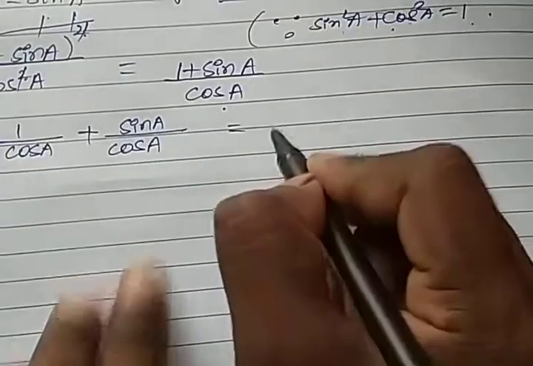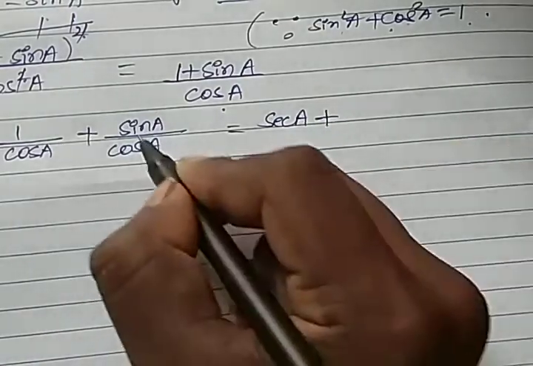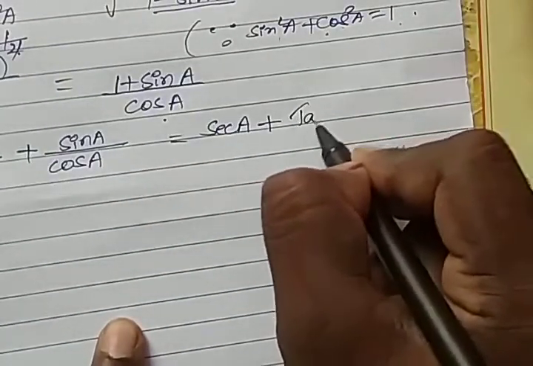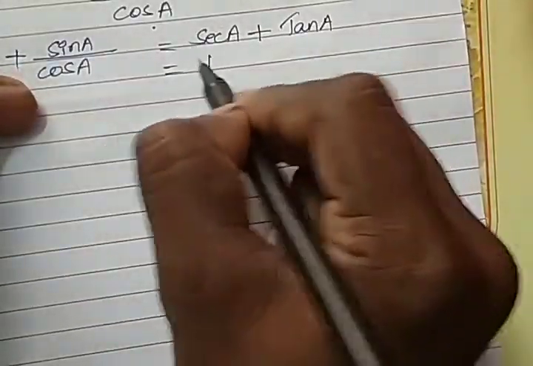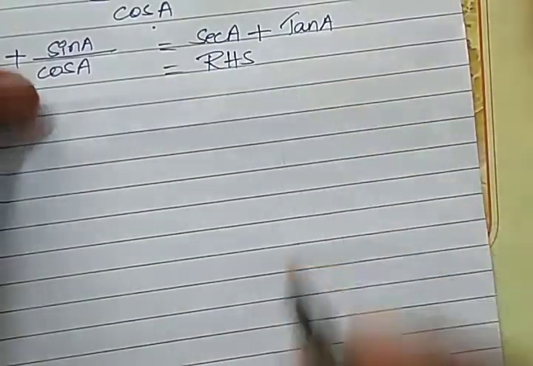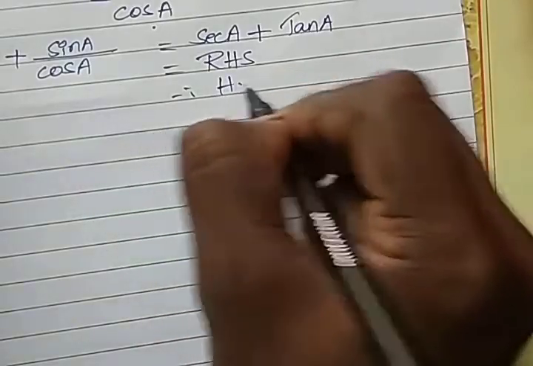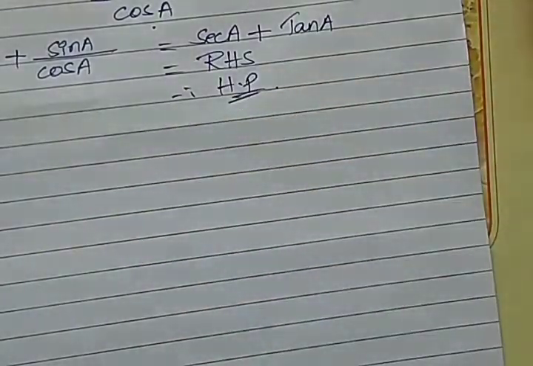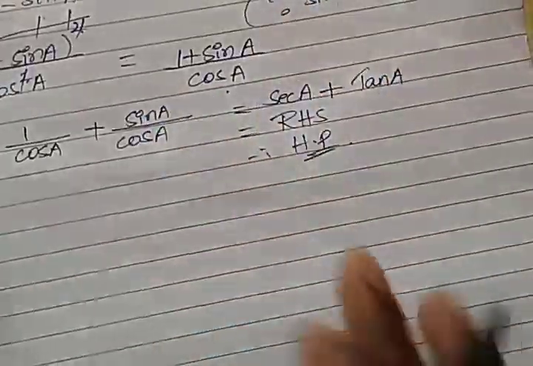Now 1 by cos a is secant a plus sin a by cos a is tan a. So this is what we are asked to prove, secant a plus tan a. So hence we have got the value which we are required to prove. Therefore, hence it is proved. So this is question number 6, after the 5th one.